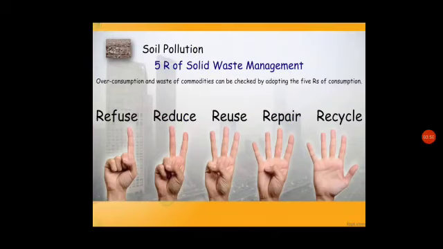Now, instead of 3 R's, you can see in the diagram there are 5 R's of solid waste management. Refuse and repair are added to the 3 R's. First, refuse, then reduce, reuse, repair and recycle. It's very interesting. Instead of 3 R's, we can use 5 R's.